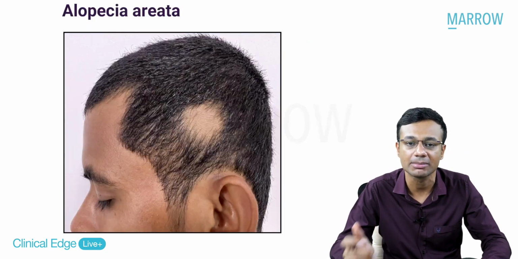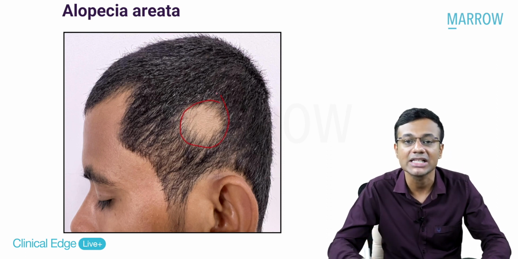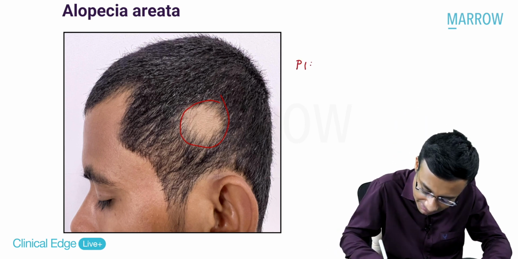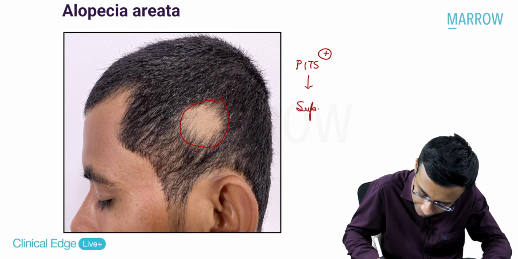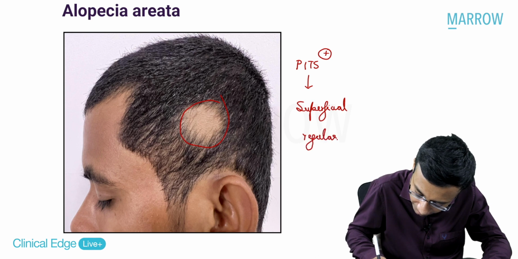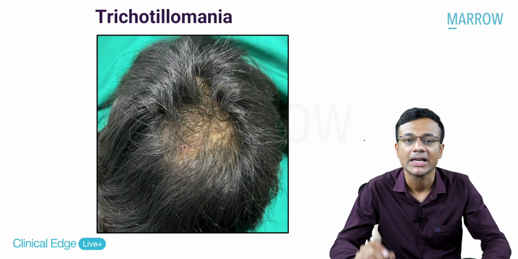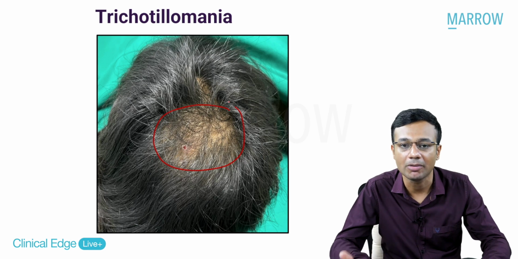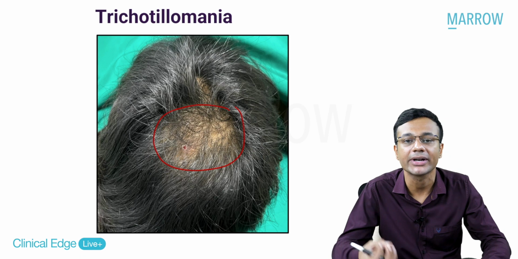Quickly, let's look at the images. Number 1, you can see this well-defined, smooth-surfaced, circular patch with complete loss of hair. Diagnosis is alopecia areata. Sometimes the exam may say pits are present, which are generally going to be superficial, regular, fine pits, that further will add on to my diagnosis of alopecia areata. The second situation here, you can see this bizarre shaped patch. It's bizarre, it's bald, it's made up of broken hairs and incomplete loss of hair within the patch, trichotillomania.